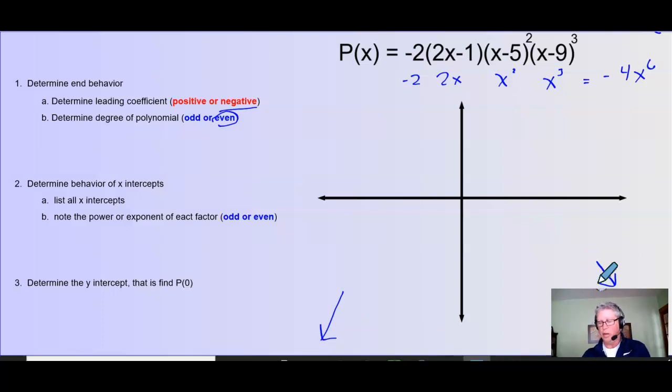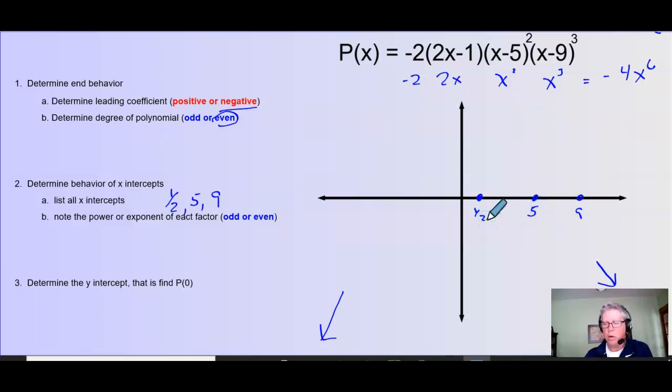All right, so that's weird. You just graph. That's okay. List all the x-intercepts. Well, the x-intercepts are going to be 1/2, 5, and 9 by the zero product rule. Oh, yep, they're all positive. So here's 1/2, here's 5, and here's 9. Maybe not totally to scale, but we get the picture. So we get something like that.